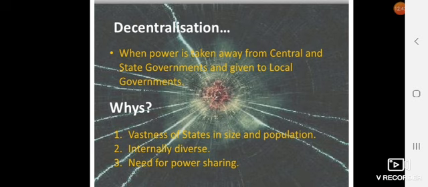Different types of religion, culture, and language are found here. That's why if the power is given to local bodies, they can implement it at the ground level by taking care of the sentiments of different social groups. That's why the decentralization of power is very important. And the third one is the need for power sharing, which we have already discussed in the first chapter. So these are the reasons for decentralization of power in India.